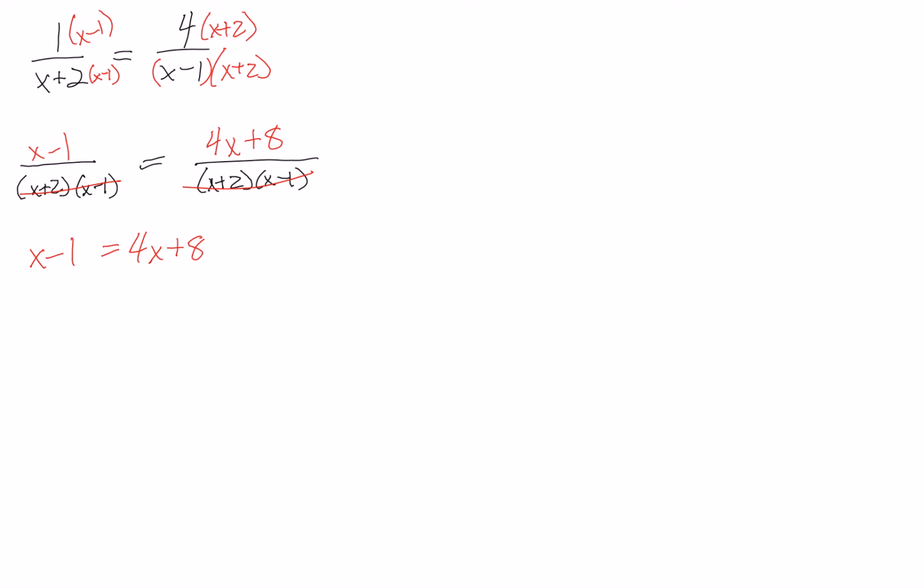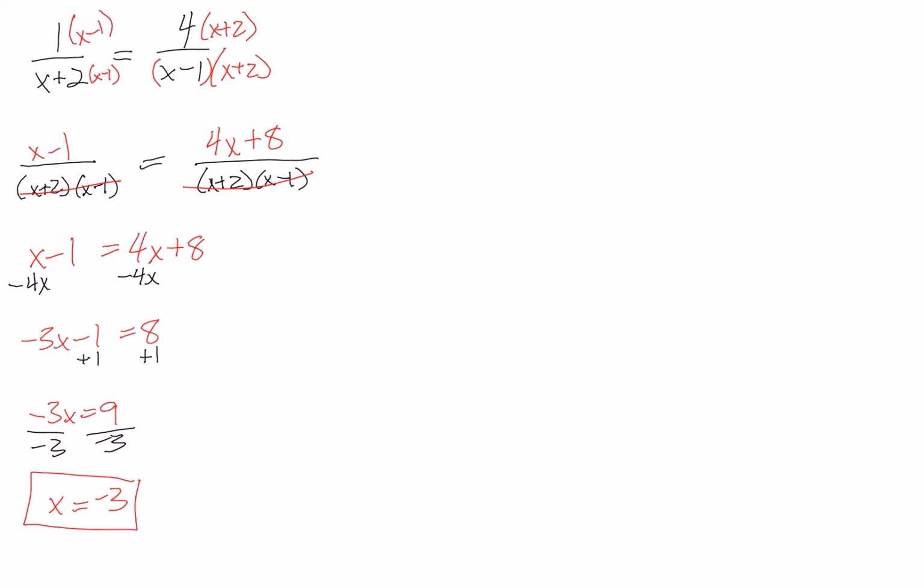So now to solve that, let's bring the 4x to the other side. So we'll subtract 4x. So that gives us minus 3x minus 1 equals 8. And let's add 1 to both sides. So that gives us minus 3x equals 9. And our last step would be divide by negative 3. So we get x equals negative 3 for our answer.